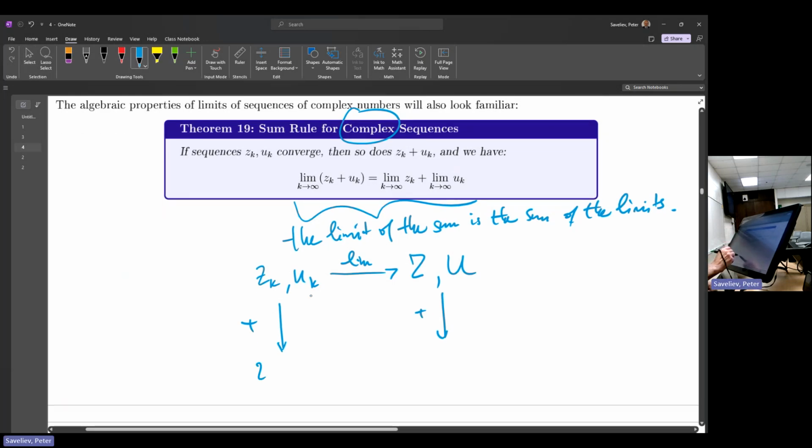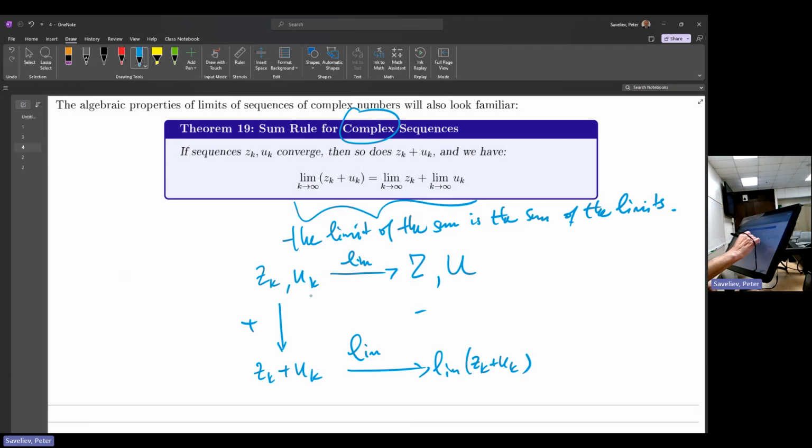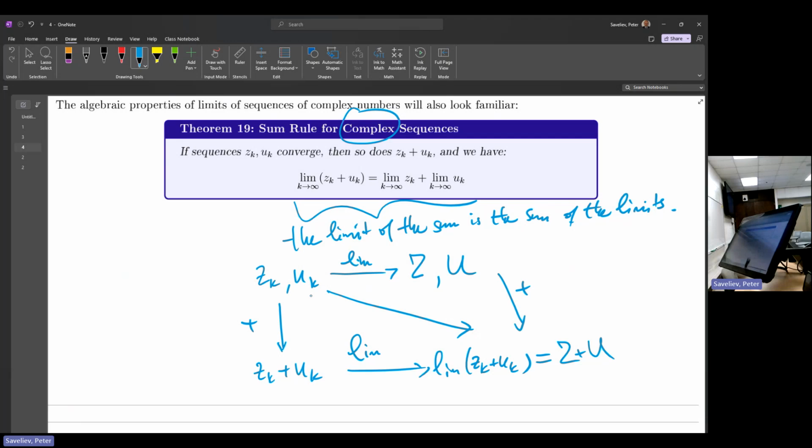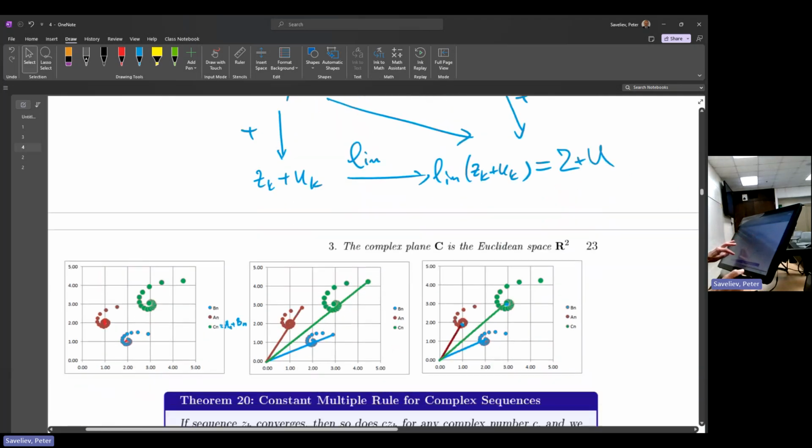So I have zk plus uk, and horizontal is the limit. So here I have then the limit of zk plus uk if I go horizontal, and if I go vertically like this, right? So that's it. I have z plus u. Okay, so limit then addition, or addition then limit, the end result is the same. So there are two routes, down and right, or right and down. The end result is the same. Okay, same. So once again, it all comes from calculus 1, the same idea.